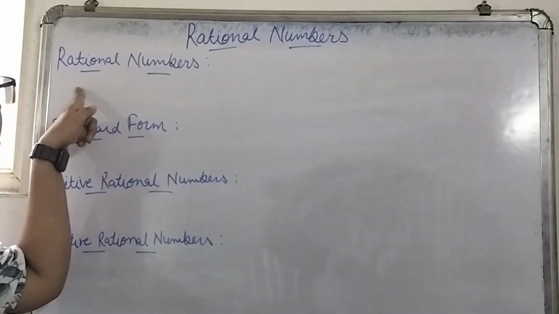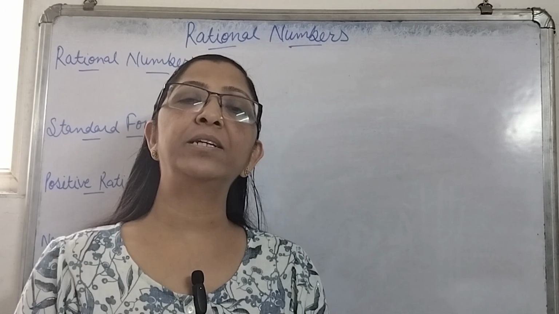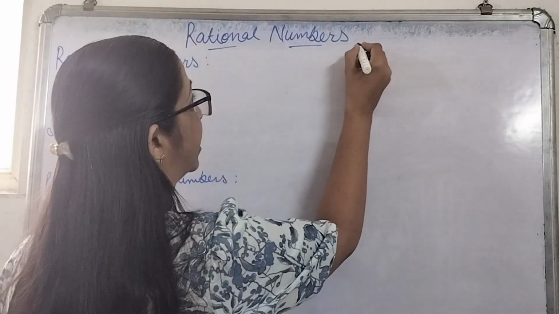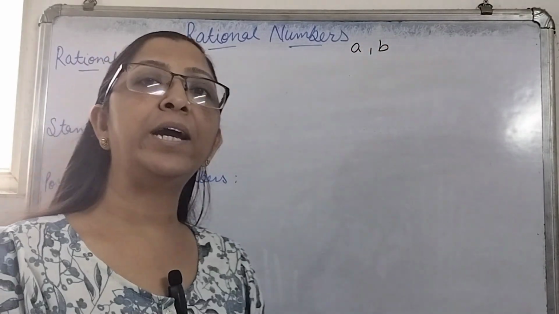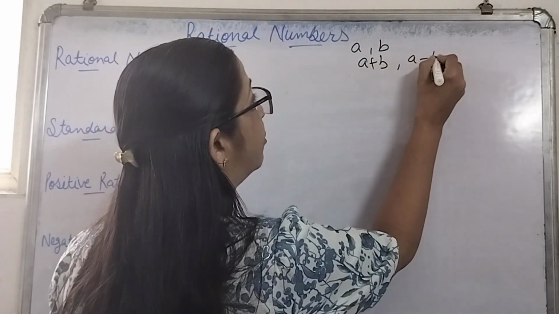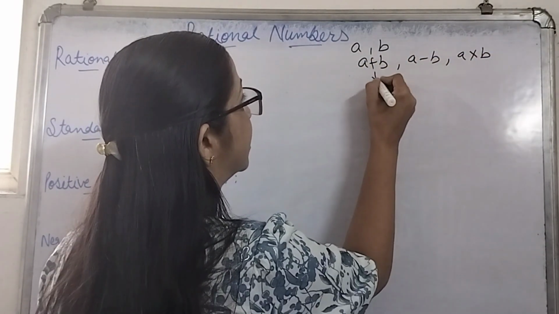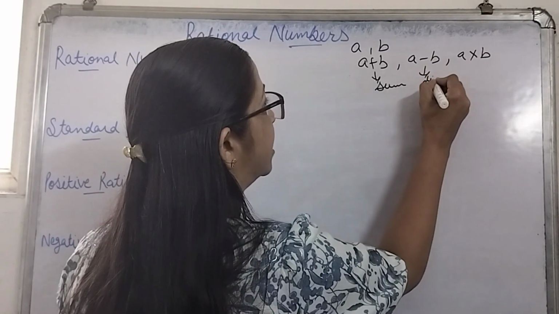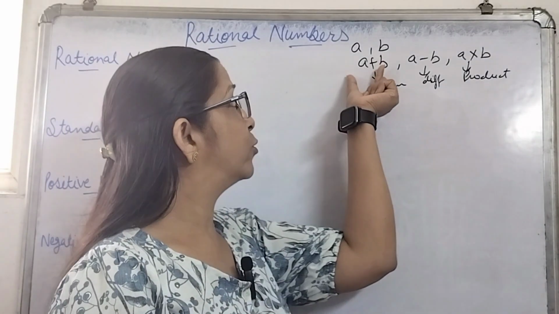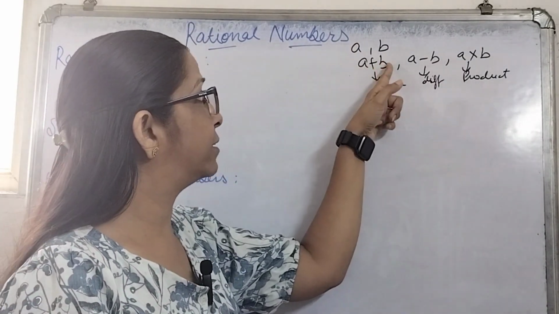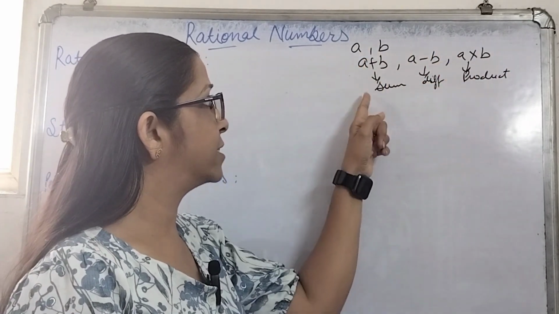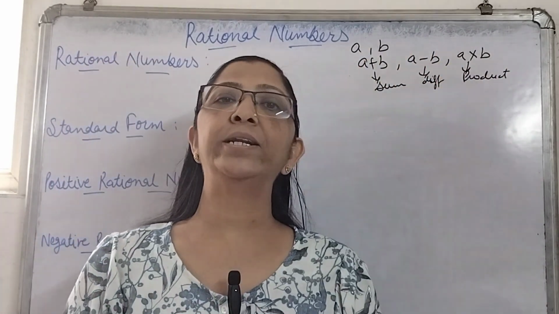So first of all, what is rational number? We have learned in the chapter integers that if we are going to have any two integers, say a and b, and if we are going to add these two integers, subtract these two integers, or multiply these two integers, then the sum, difference and product is always an integer. In each and every case, if we take any two integers and add them, subtract them and multiply them, their sum, their difference and their product is also an integer.